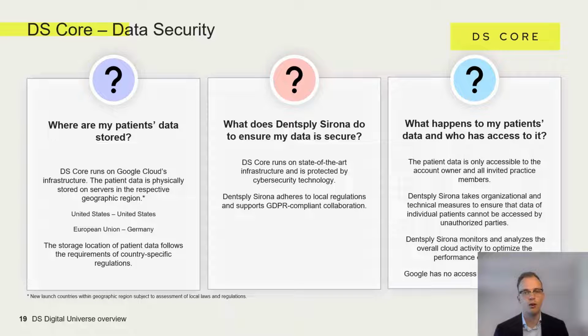Dentsply Sirona allows you, if you work with DS Core, to adhere to all of the requirements out of GDPR that you have. For example, you can always track who has access to media in DS Core, and you can always delete files if the patient revokes the consent to process the data. Accessibility of data is only possible in DS Core to all of the persons you have authorized the access to, which means either the person is registered as a user in your DS Core account, or you have shared the patient media either with a colleague or with your lab to process an order. Dentsply Sirona and also Google Cloud do not have access to any personal information of your patients on DS Core.